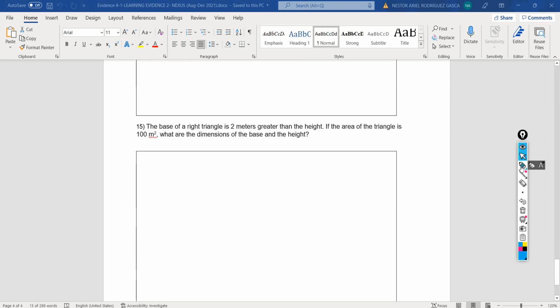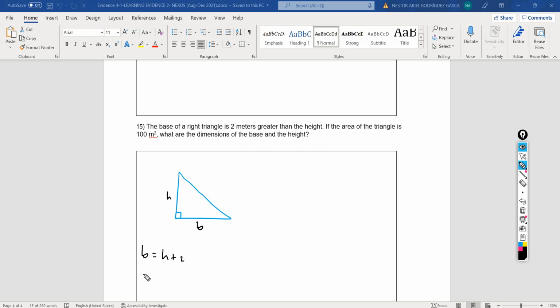And this one: the base of a right triangle. So now they're telling me specifically that we are working with a right triangle, un triángulo rectángulo, you see, so it has a 90-degree angle in here, and they're telling me that the base of this triangle is 2 meters greater than the height. This is the base, this is the height. Base is equal to height plus 2 according to this sentence.